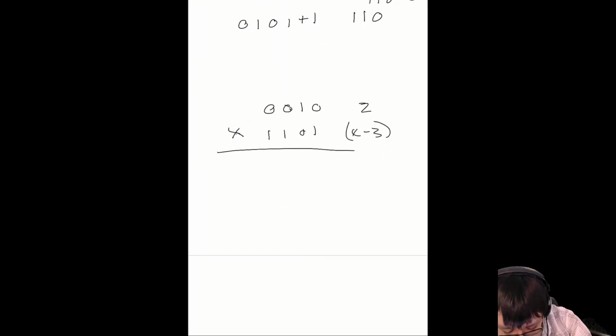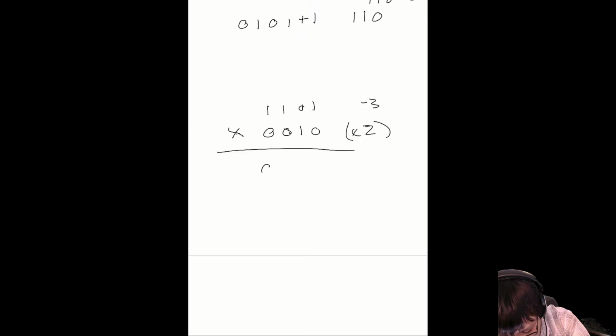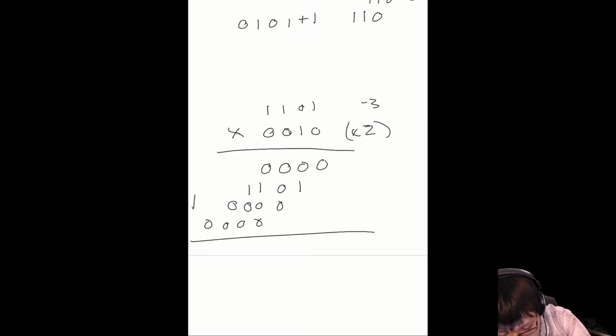let's actually flip the order of them. I don't think that should matter at all, but let's just try that. So this would give us a bunch of zeros here. 0, 0, 0, 0. And then the next one would give us 1, 1, 0, 1, and then a bunch of zeros. 0, 0, 0, 0, 0, 0, 0, 0. Okay? And then add everything together. Then we get a 0 here, get a 1, 0, 1, 1.